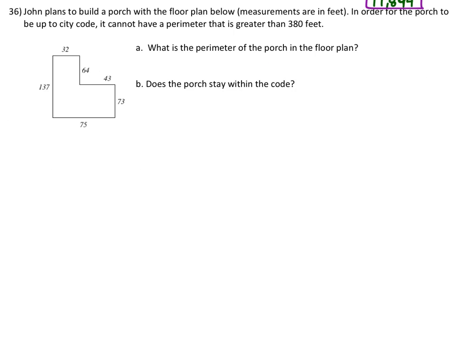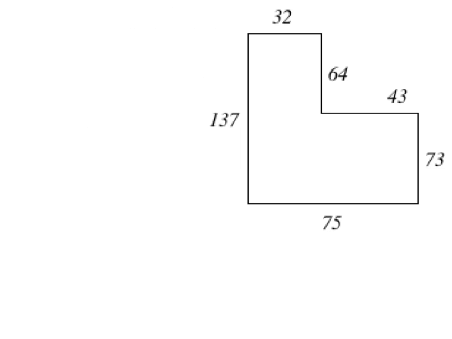John plans to build a porch with the floor plan below. Measurements are in feet. That was nice of him. In order for the porch to be up to city code, it cannot have a perimeter that is greater than 380 feet. So if it were 381 feet, they would reject it and tell them to rebuild or never build. Downsize it. So what is the perimeter of the porch in the floor plan? And does the porch stay within the code? So two different questions. Let's do this one at a time.